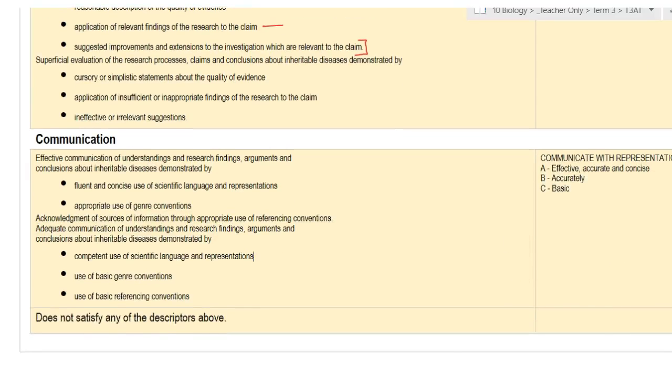Finally, communication. I need to actually look at this communication, see whether or not you've drawn your Punnett squares properly, you've drawn your pedigrees properly, using the genre conventions I taught you, and whether or not you've used scientific language appropriately as well. So I'm going to stop the video now and go on to the next page, which is actually looking at the exemplar.